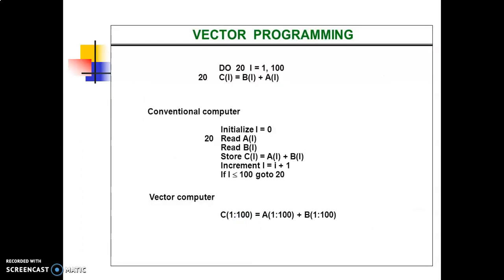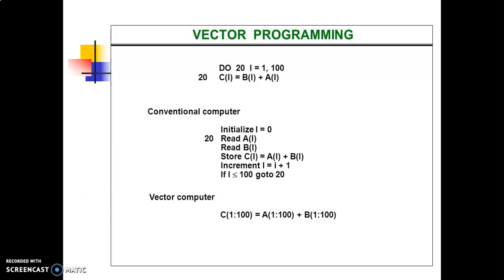To understand vector operations, many scientific problems require arithmetic operations on large arrays of numbers, and these numbers are usually formulated as vectors and matrices of floating point numbers. So what is a vector basically? It's an ordered set of a one-dimensional array. To understand vector programming, let's take an example.